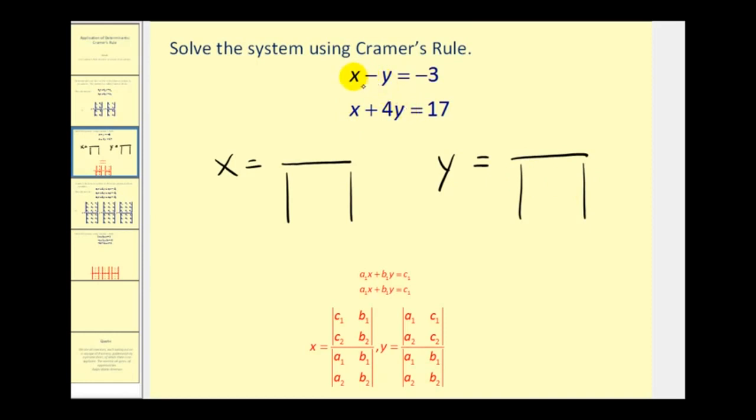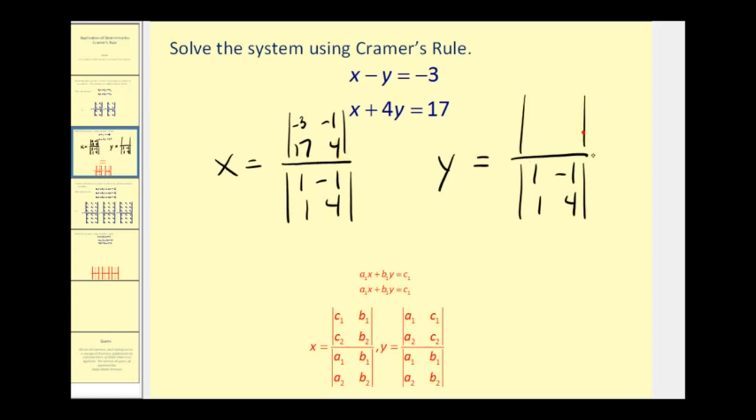So the first row will be 1, negative 1, and the second row will be 1, 4, both for x and y. Now the numerator for the value of x will come from replacing the x coefficients with the constant terms. So we'll take out the 1 and the 1 and replace them with negative 3 and 17. And this column stays the same.